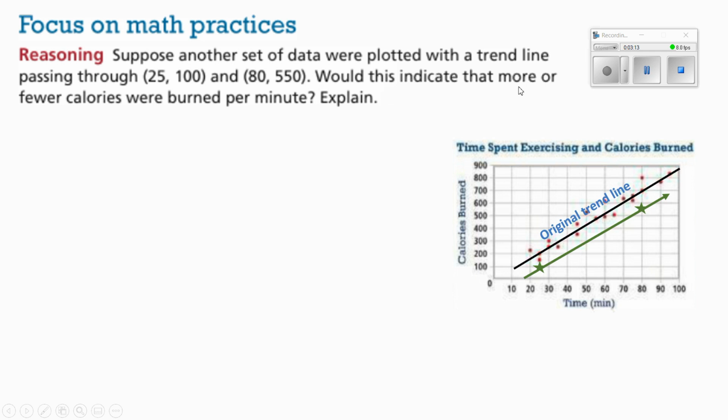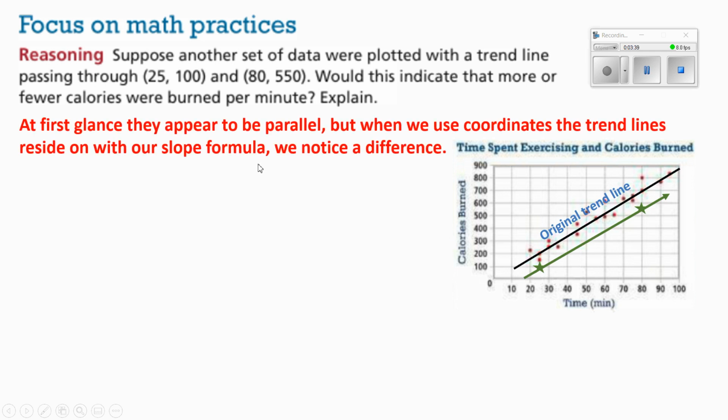So we're saying, would this indicate more or fewer calories burned per minute than the original one? Well, you might think just by looking at it being beneath it, it's going to be less. Not necessarily true. Remember, they're asking how many more calories were burned per minute. So it really depends on the slope of the line. At first glance, they appear to be parallel with each other. But when we use the coordinates that the trend line resides on, with our slope formula, we notice a difference.